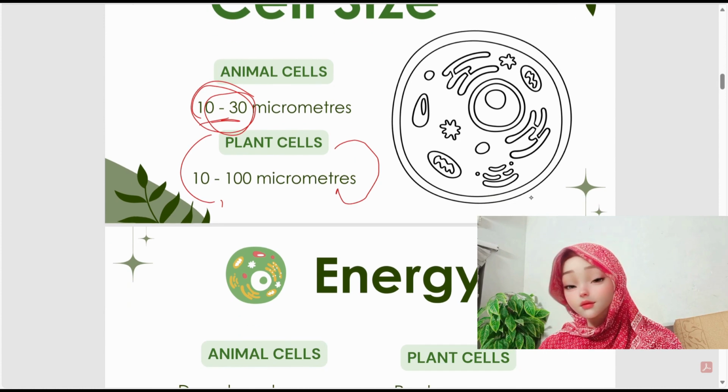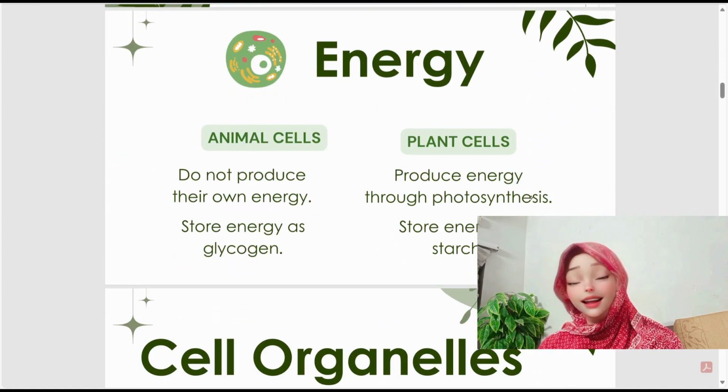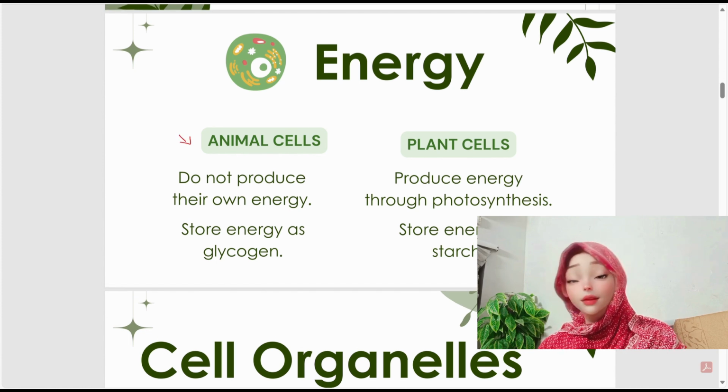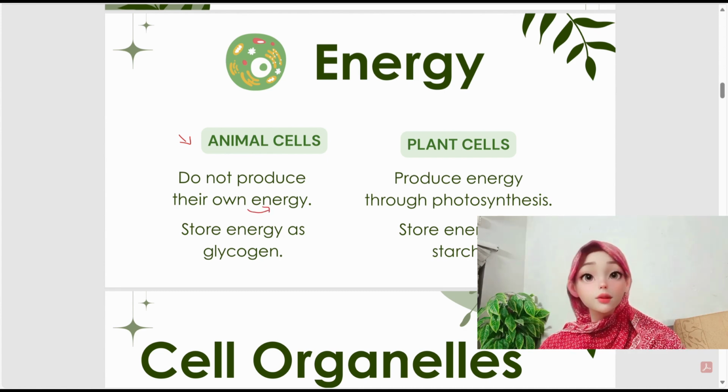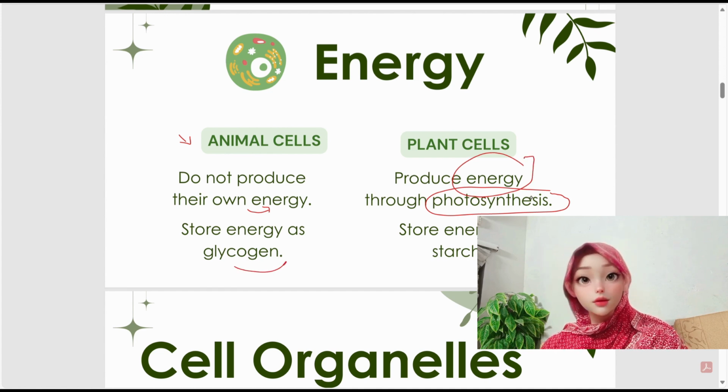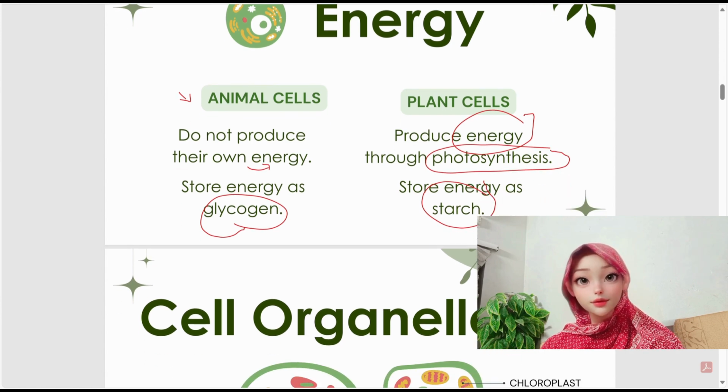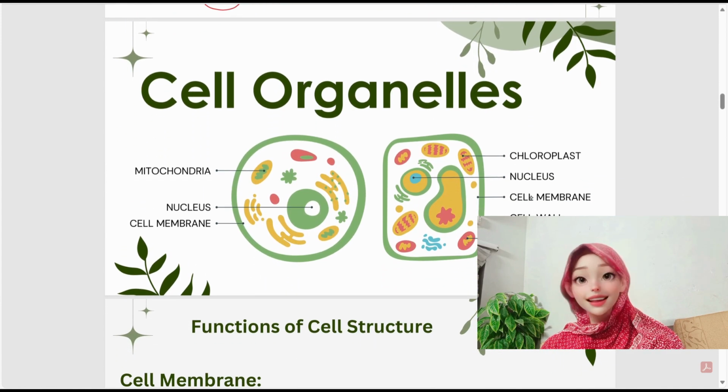Now here are their energy preferences. We all know that animal cells are unable to make their own food. They are totally dependent on food from other organisms, so they do not produce their own energy, while plant cells have the ability to do photosynthesis, so in this regard they produce energy. Animal cells store energy in the form of glycogen, while plant cells store energy in the form of starch. Now let's move on to the cell organelles.